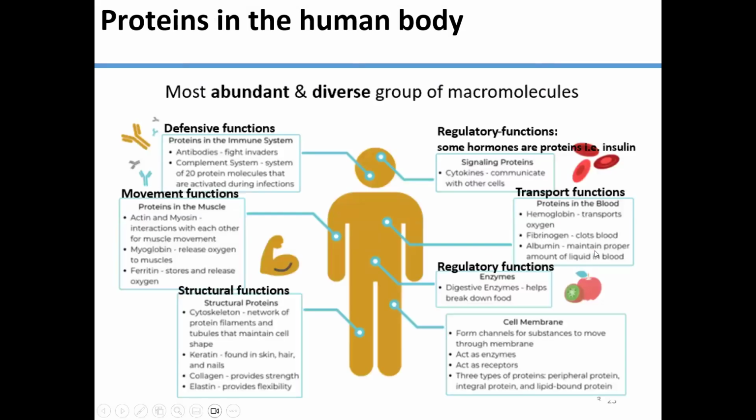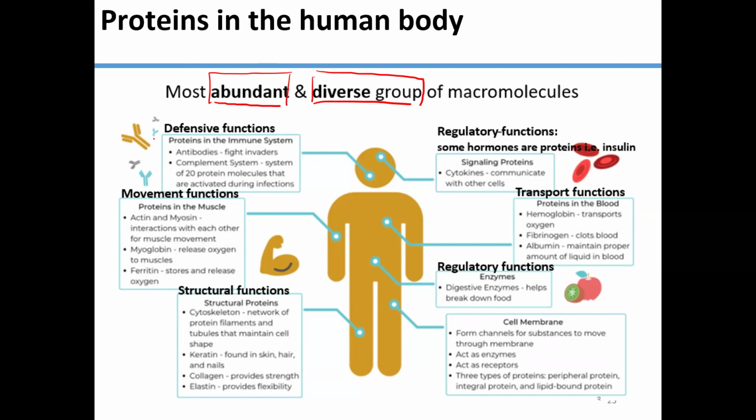Before we get started, what we're going to do first is look at proteins in the human body. This image shows you all the different types of proteins that can be found within the human body. One important thing is that proteins are incredibly abundant, so they're everywhere, and they're incredibly diverse forms of macromolecules. That means not only do we have many different amounts, but we have many different types.